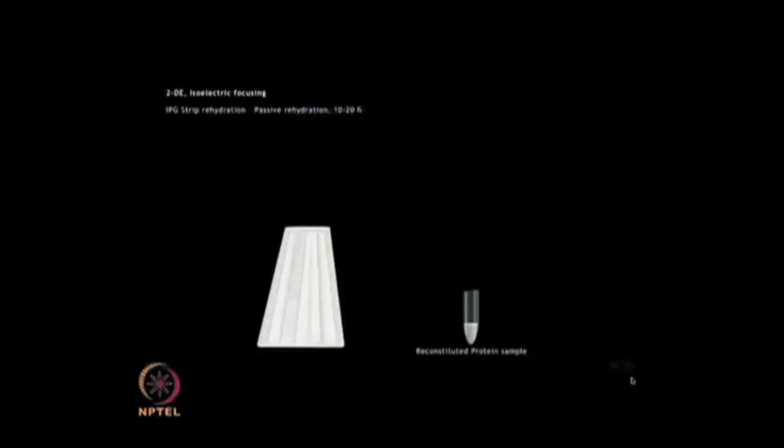As you can see in the animation, you can apply the protein sample and then add the IPG strip so that it can absorb the protein solution. This process can be done for 10 to 20 hours depending upon the length of your IPG strip. This is then covered with mineral oil to prevent the gel from drying up and left overnight.